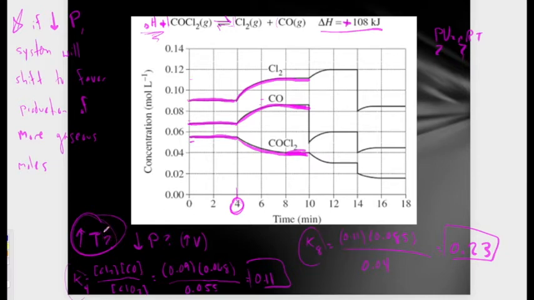All right. I want to see if you guys could figure out now what must have occurred at 10 minutes and at 14 minutes. At 10 minutes, our equilibrium clearly gets broken. We establish a new one by 12 minutes. But then at 14 minutes, that equilibrium gets broken. So let's see if you can figure out what must have happened.